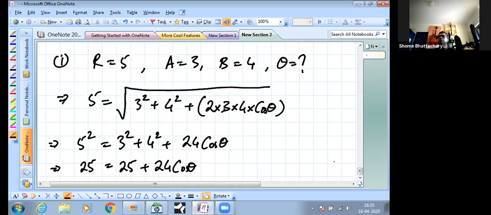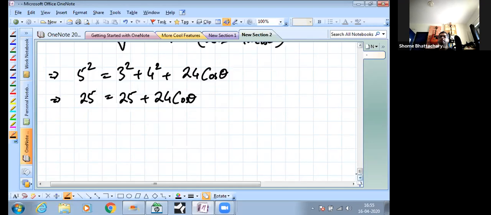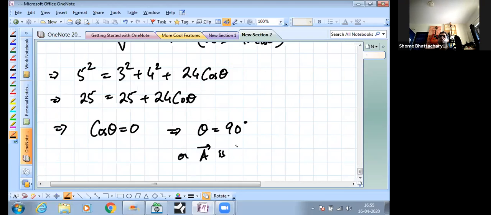So what information are we further getting from this? The information we are getting is that cos theta must be 0, which implies that theta is equal to 90 degrees, or the vector A is perpendicular to the vector B.